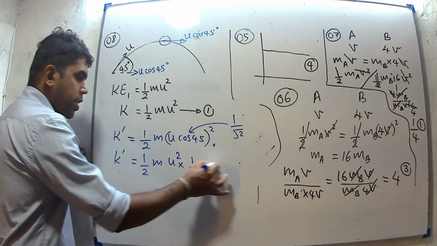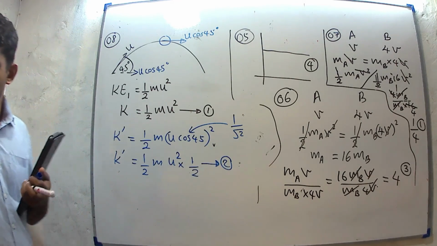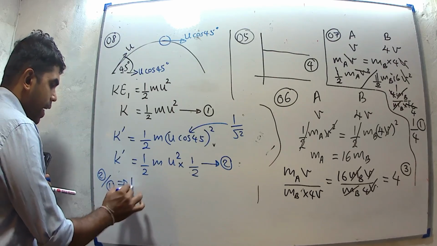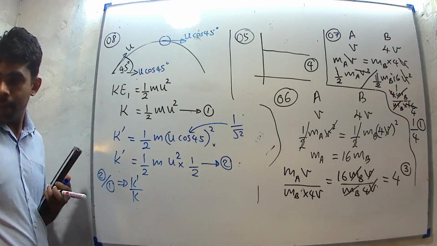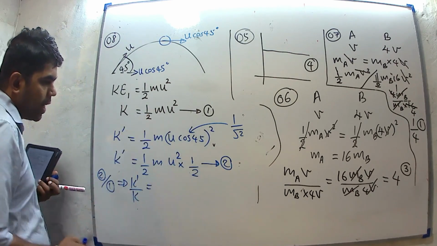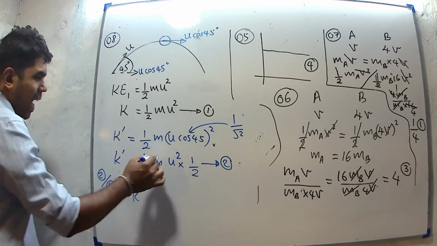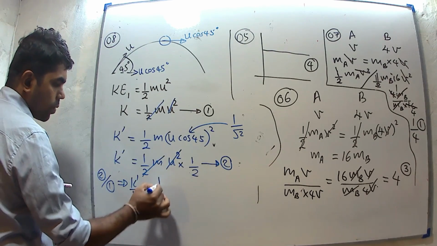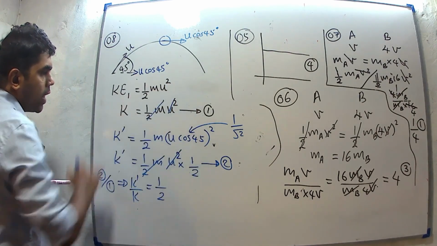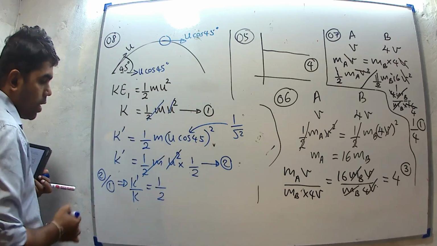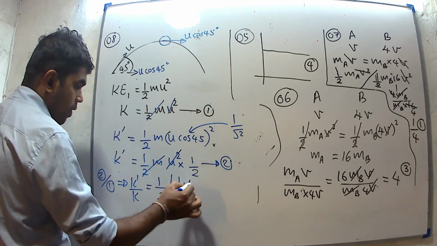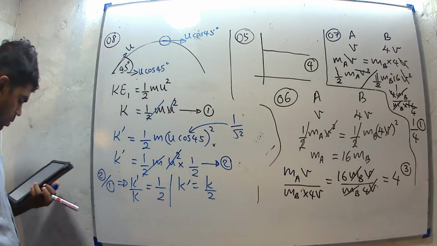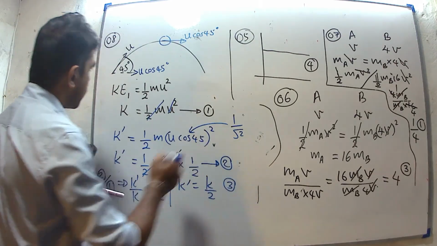Then it is the second equation. Now we can divide the second equation by the first equation. k dash divided by k equals, when dividing the second equation by the first equation, we can cancel out the half m u squared term. Now half divided by 1 is the remaining part of the first equation. Then we can get k dash equals, we can bring k to the right hand side, k divided by 2. Then the answer is 3 for question number 8.